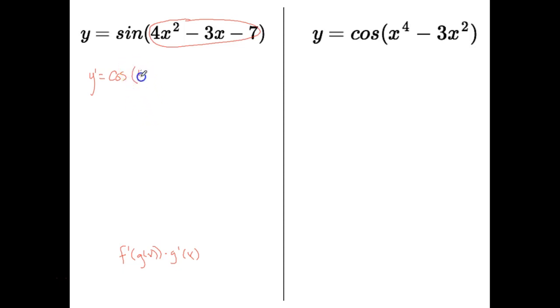Leave the stuff alone. I'm not changing it even a little bit. That is this whole first portion here. That is that. Now we just need to do times the derivative of the stuff, which would be 8x minus 3. And I mean, that's as simplified as you're going to write that. So that is the answer.